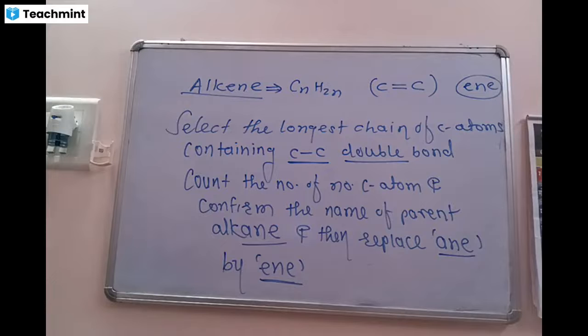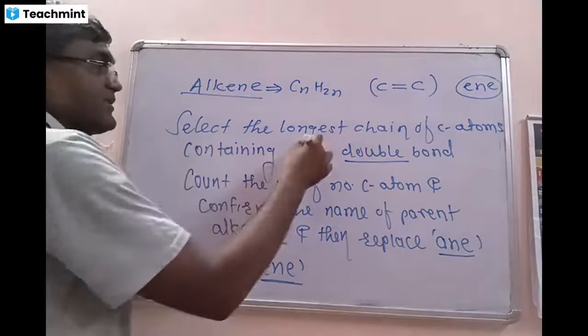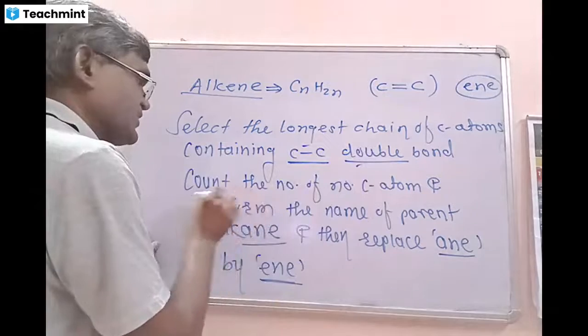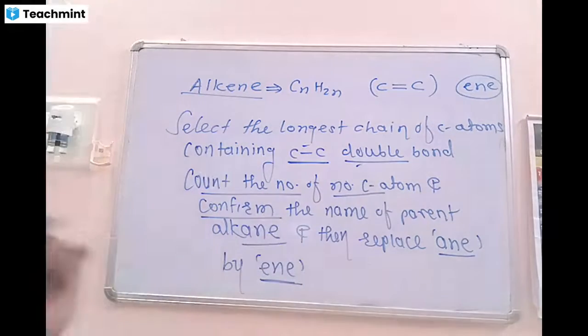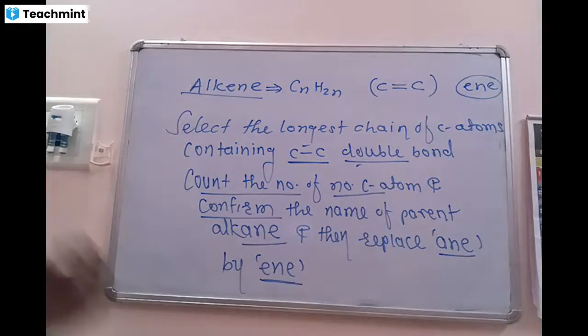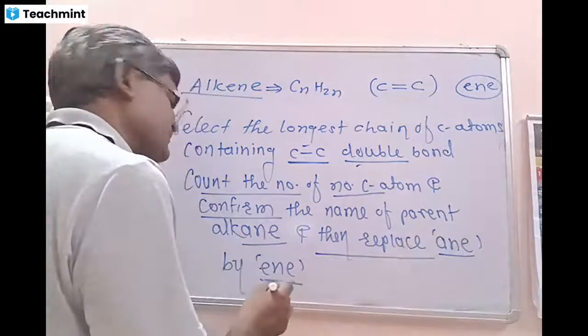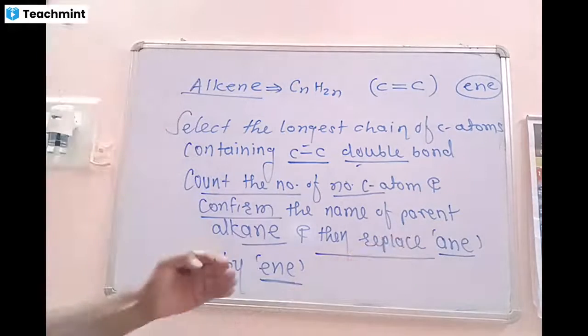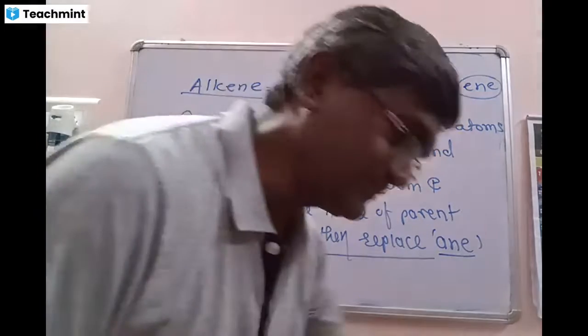So that becomes pentene. It is not complete yet. We are just selecting the longest chain containing the carbon-carbon double bond, and then you have to count the number of carbon atoms along that chain and confirm the name of the parent alkane. Once you confirm it, you have to replace ANE from the name of the alkane by ENE. Meaning half the work is done.